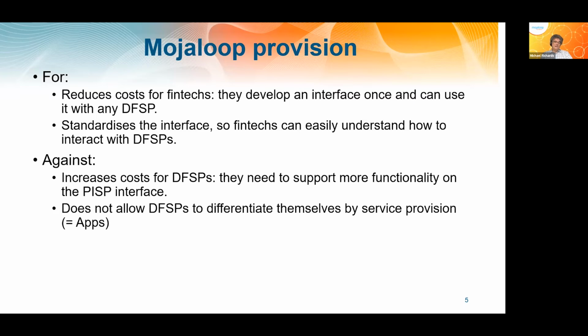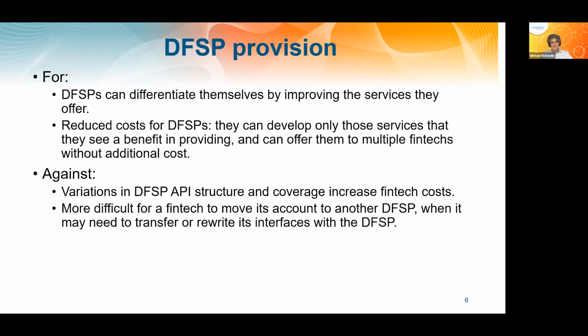And it also doesn't allow DFSPs to differentiate themselves by providing a better or worse set of functionality and service, which, as we know, is part of the application side of things, which the Level 1 project says should be left up to competition between individual providers. On the other hand, if the DFSPs provide it, then the DFSPs can differentiate themselves by providing a better or worse service and therefore attracting people. And there is a reduced cost for the DFSPs in that they can develop only those services that they see a benefit, and they can offer them to multiple fintechs without additional cost.